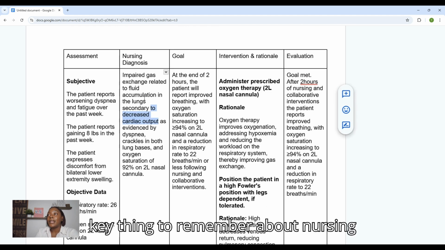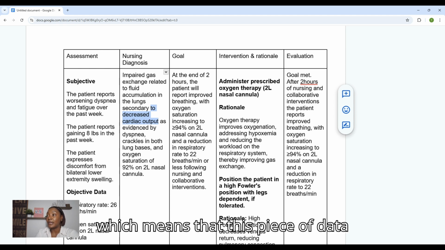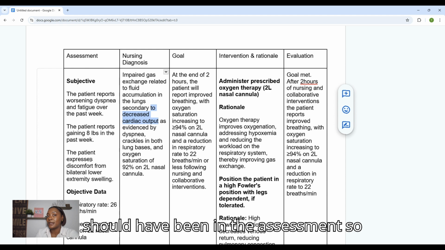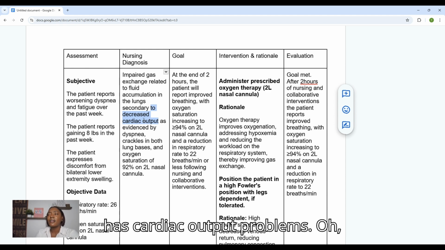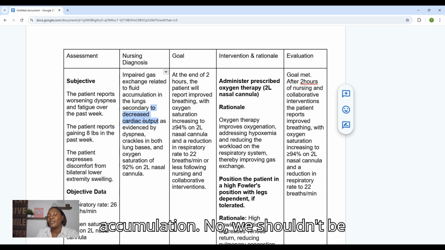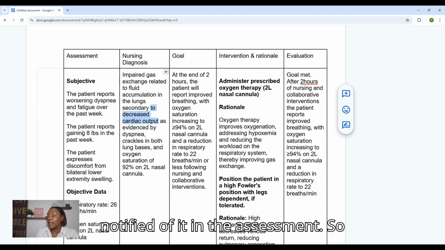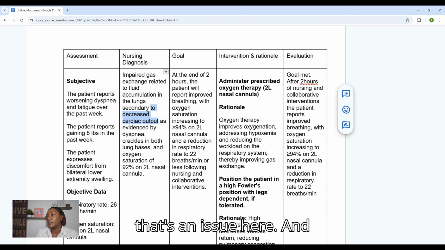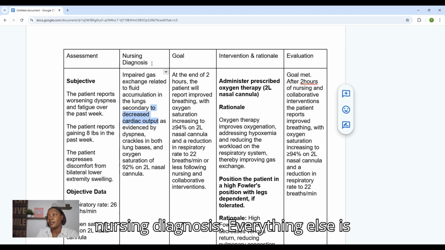So a key thing to remember about nursing diagnoses is that we should not be surprised by data in the nursing diagnosis. So this is new data, which means that this piece of data should have been in the assessment, so that we're not over here saying, oh, she has cardiac output problems. Oh, that's why there's a problem with fluid accumulation. No, we shouldn't be surprised, right? We should have already been notified of it in the assessment. So that's an issue here.